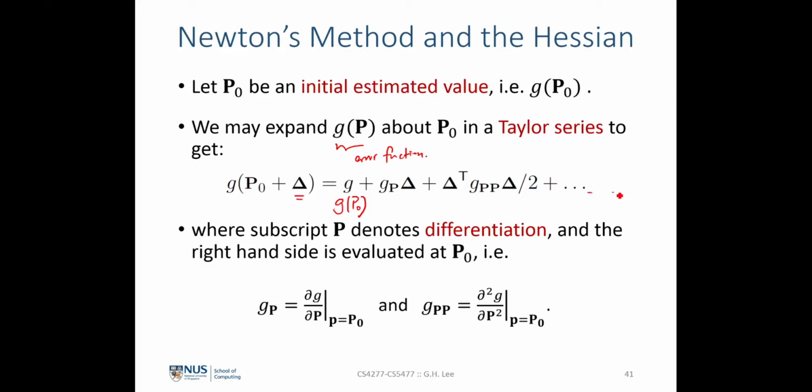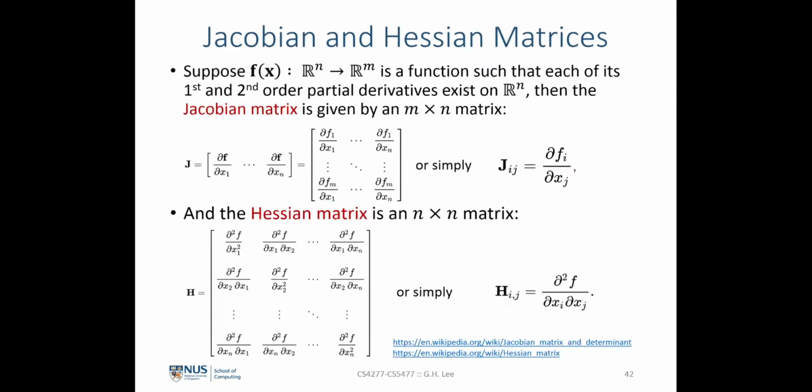There are many smaller order terms that we can ignore. More specifically, the first order derivative denoted by g_p is given by del g over del p expressed at the point p equals p0. Similarly, the second order derivative of the function g is del square g over del p square, expressed at the point p equals p0. The first order and the second order derivatives are called the Jacobian and the Hessian matrix respectively.